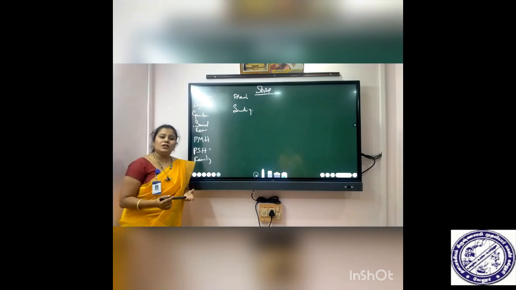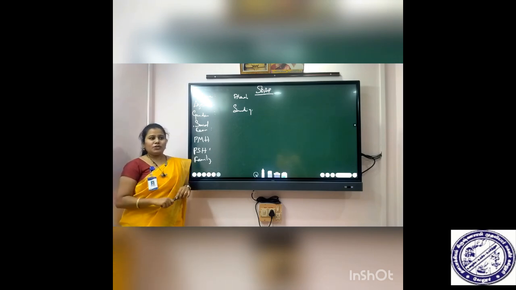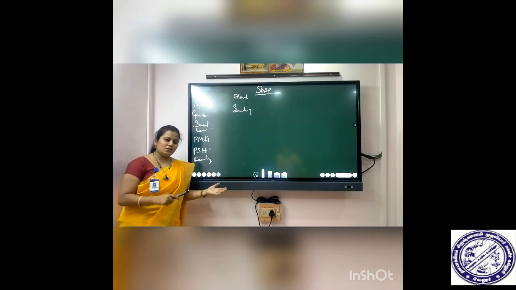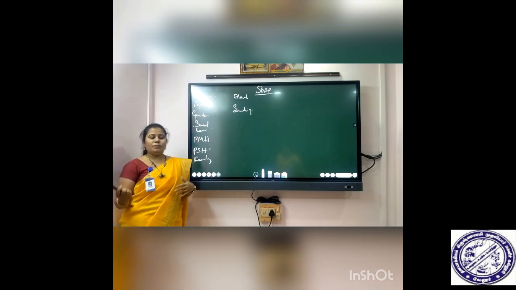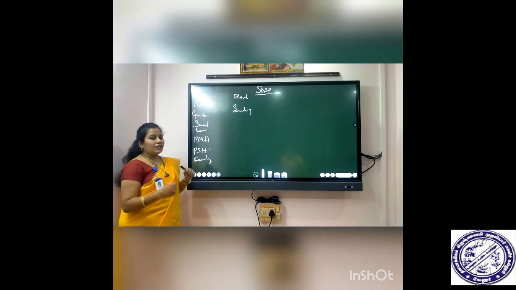And next is past medical history. From the past medical history, we can find out if the patient is diabetic, or has PCOS or hypertension, or has undergone some surgery. This kind of information helps us plan the diet for the further days. And next is the family history.